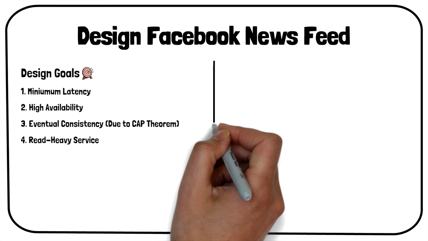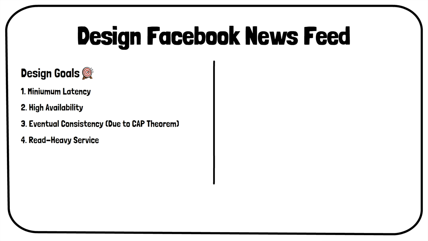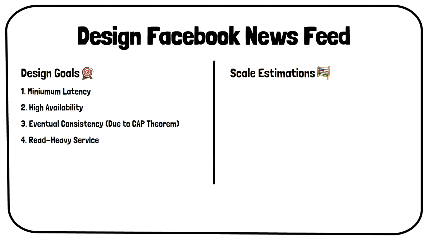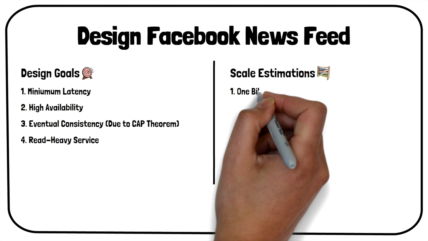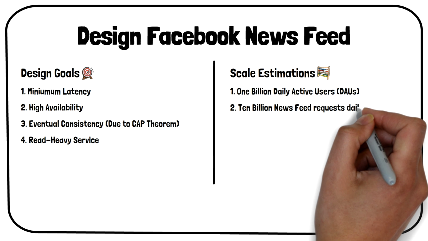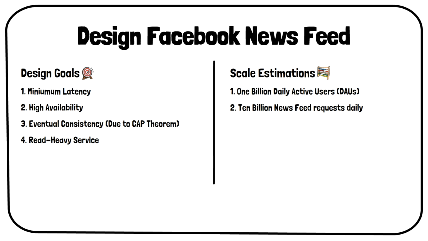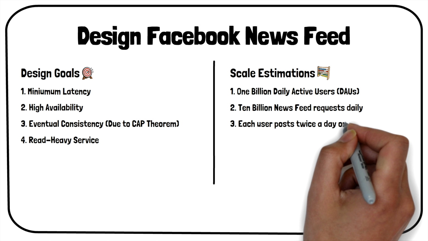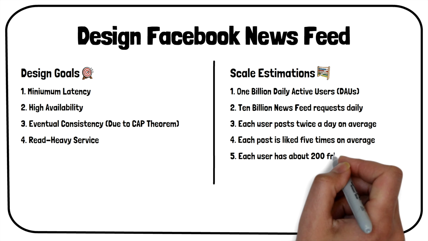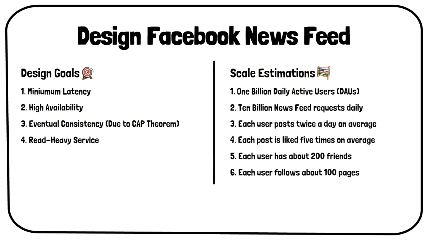To design an efficient system in the interview, we will have to consider the following scale estimations. These estimations will help us in explaining the scale of the system to the interviewer. On average, the system will have 1 billion daily active users, with each user fetching their timeline 10 times a day. Thus, the system will receive around 10 billion news feed requests per day. Also, on average, each person will post twice a day. Each post is liked 5 times, and each person has about 200 friends, and follows about 100 pages.